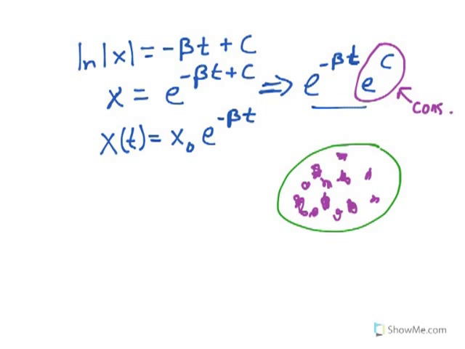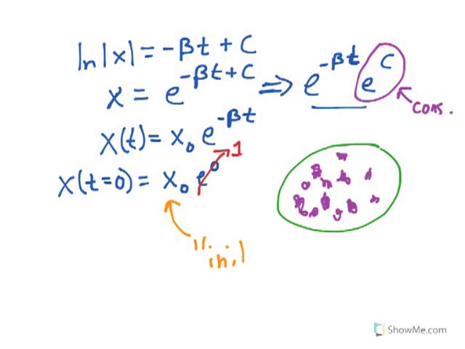So the initial condition is the initial amount of protein, so that's the value of x when t equals 0. So the value of x when t equals 0, well, if you just look at this, you plug in 0 for t, you get x0 times e to the 0, and of course e to the 0 is just 1. So that cancels out, so I chose to call this constant x0 because it represents the initial condition, or the initial amount of protein x.